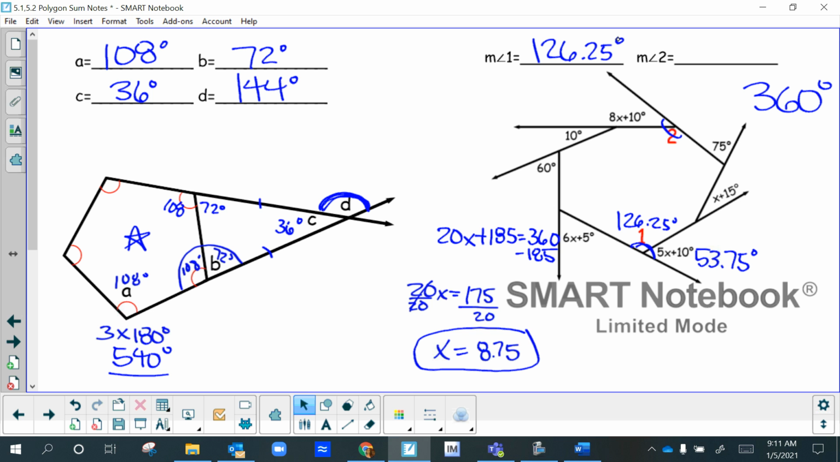Okay, and then angle 2, let's do the same thing. Remember, x is 8.75. And I'm going to times that by 8 right there. And I'm going to add 10 to that. 80 degrees. So this angle out here is 80 degrees. So what does that make angle 2? 100. And there we go. So that's using the exterior angle sum.